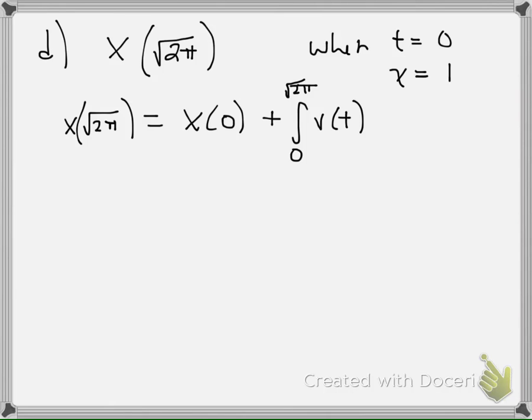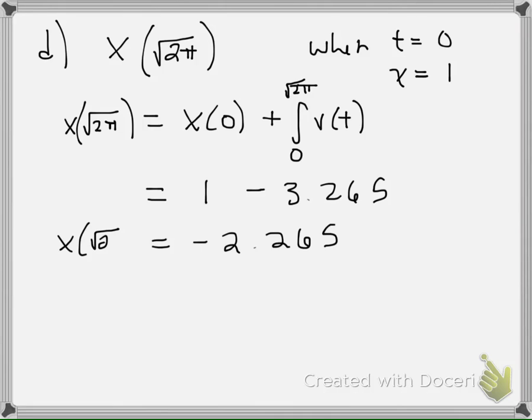So I'm going to do that in my calculator. Okay, so I know the position at 0 was 1, and when I integrate in my calculator, I get negative 3.265. And when I add that together, I get negative 2.265. So the furthest distance away from the origin is negative 2.265.